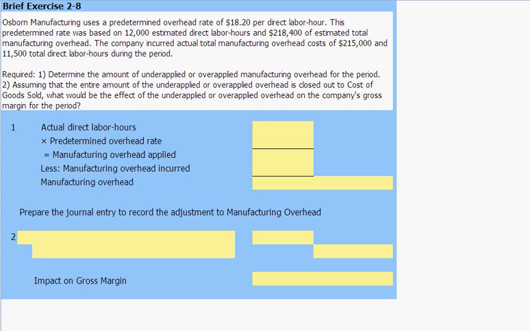Determine the amount of under or over applied manufacturing overhead for the period, and then assuming the entire amount of under or over applied overhead is closed out to cost of goods sold, what will be the impact on the company's gross margin during the period?